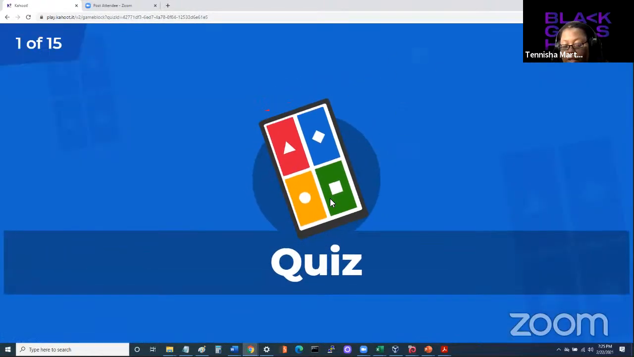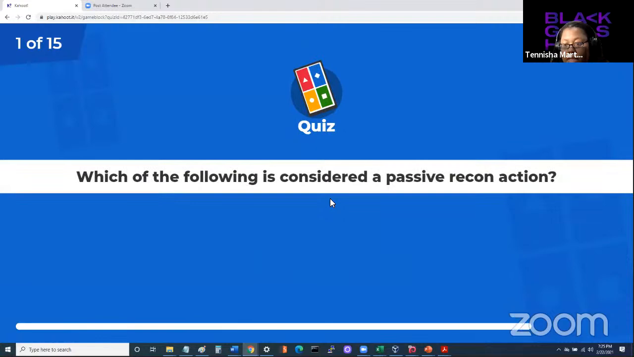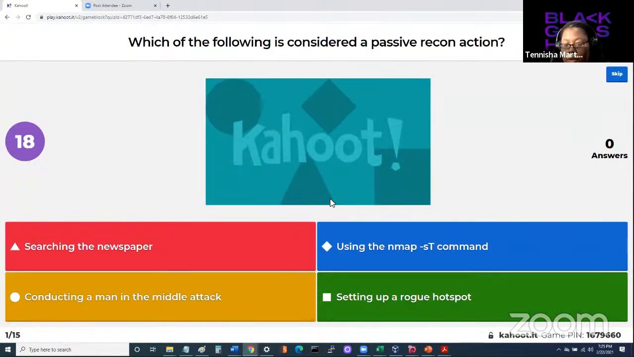So if you're new to this, you answer your question on the device. Which of the following is considered a passive recon action? You are not touching the Zoom screen, just the device that you logged in.